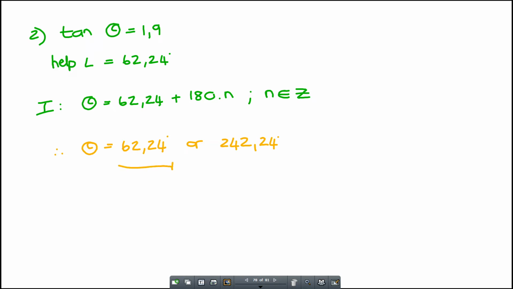Then if I substitute over there, n is 1. You will see it's 62,24 plus 180 and that is how I get to 242. Now if I substitute n is 2, then my answer is again too big. That is greater than 360. So that's why it would only be these two angles. Do you get it there? Does it make sense, people?